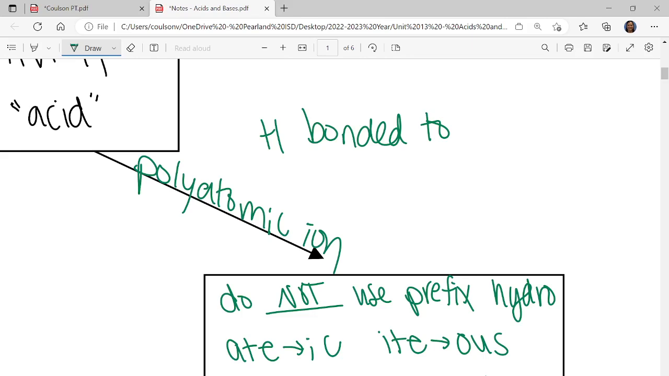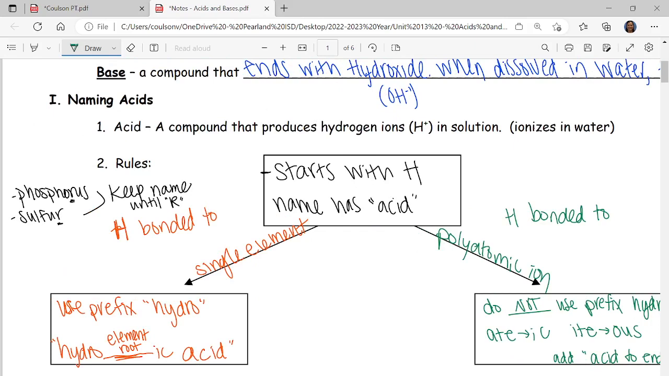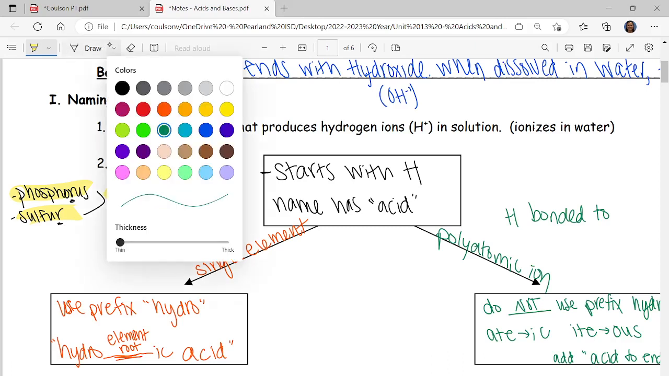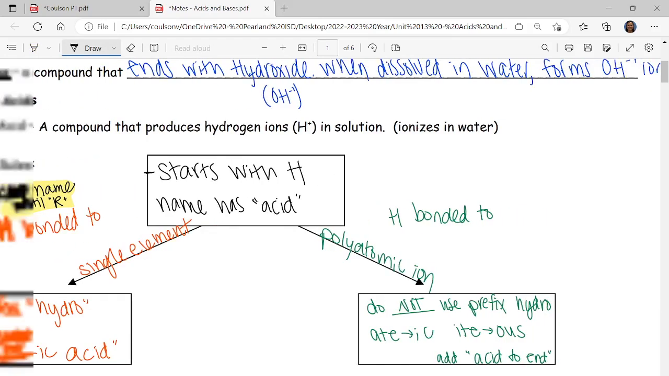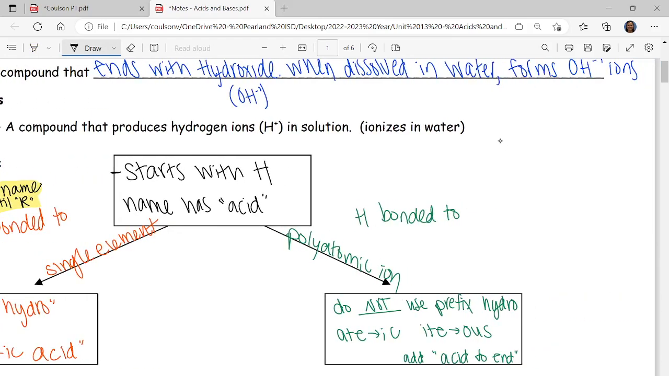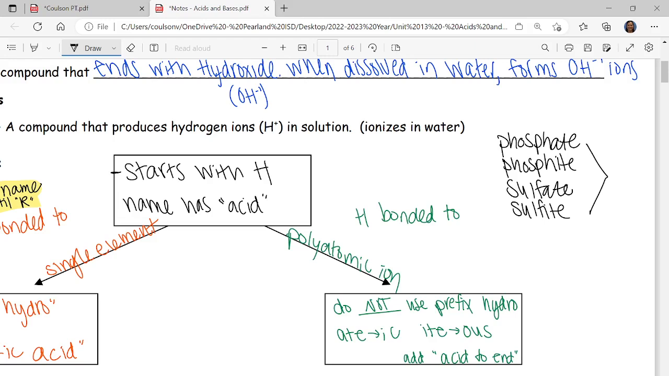And then I do want to make sure that you recognize that this same little exception for phosphorus and sulfur will also apply to polyatomic ions that have those in them as well. So for polyatomics like phosphate or phosphite or sulfate or sulfite, you need to add the R back in from the element name.